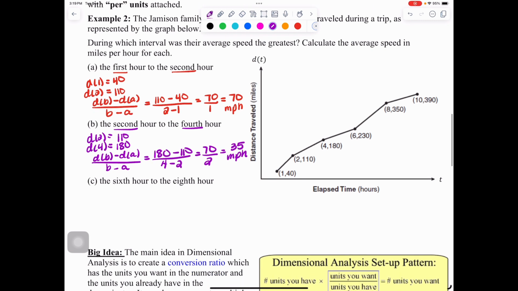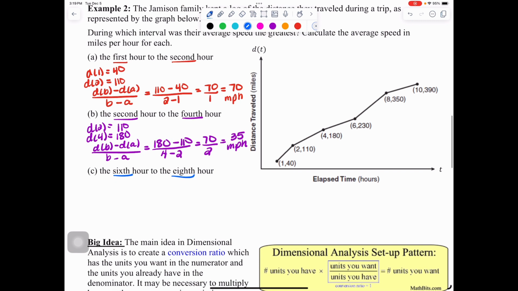The next one is the 6th to the 8th hour. And just so we have good examples in our notes, I want to make a little note about this one. Remember, you can also use the slope formula. We are on a graph here, so if you wanted to, you could write down the two coordinates.